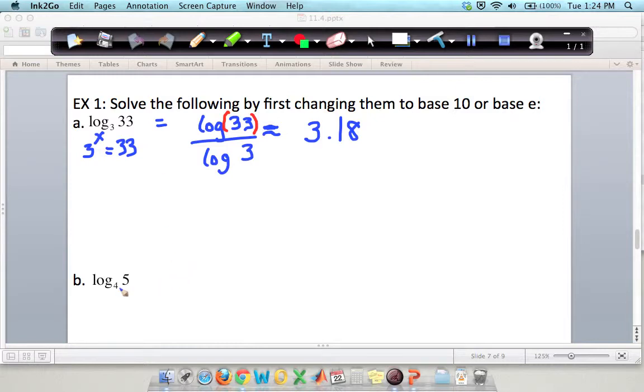Let's do the same thing with log base 4 of 5. This is saying 4 raised to what power is 5. So I'm going to do a change of base. This is log of 5 over log of 4. Same thing, make sure you end the parentheses with the 5. Plug this into your calculator. You should get 1.161.